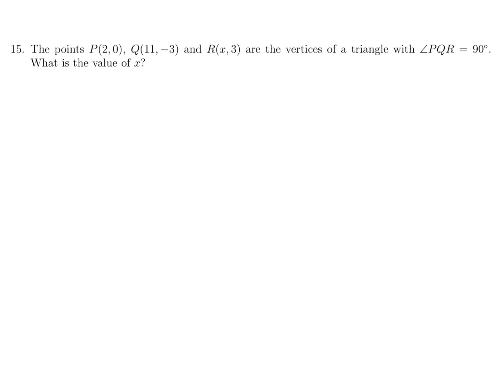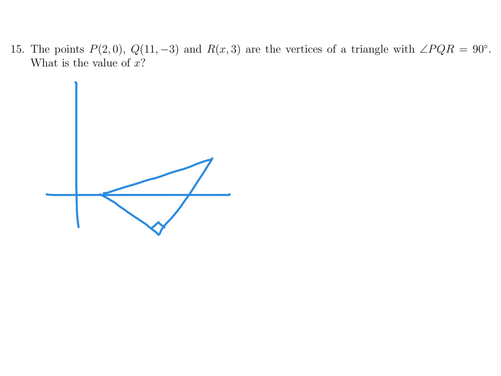The points P, Q, R are the vertices of a triangle. Angle PQR is 90 degrees. What is the value of x? Let's draw the graph here. It's going to be something like this. I'm not entirely sure. Well, this is the 90 degrees. So P is (2, 0), and then Q is (11, -3), and R is (x, 3).